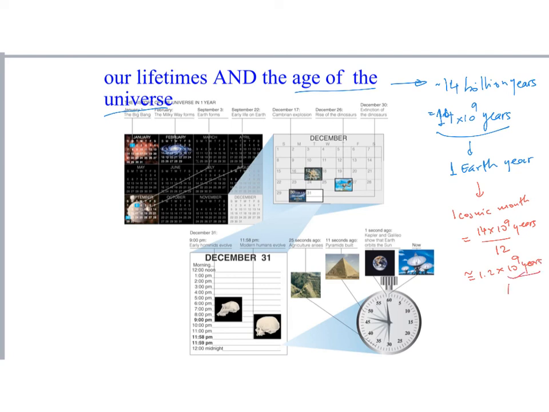By the way, 10 to the 9 is giga, right? Giga year, if you want. Some people say that. Okay, so about 1.2 giga year per month. So if you put the whole age of the universe and history of the universe into one calendar year, you're going to start with the Big Bang on January 1st, and today is going to be December 31st.